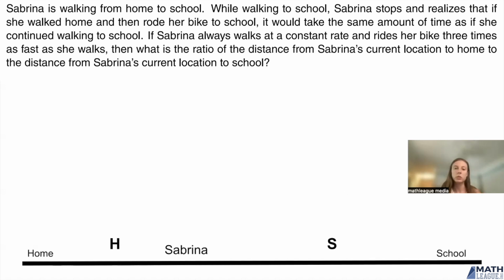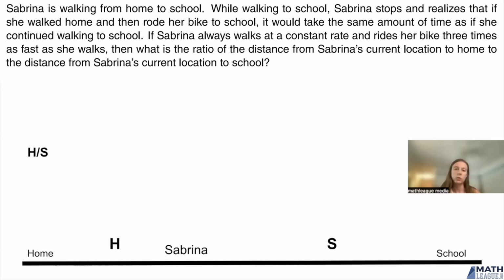What are we actually looking for in this problem? Always a good thing to keep track of. We want the ratio of the distance from Sabrina to home to the distance from Sabrina to school, which we can now call H over S. So let's write that down so we don't forget what we're going after.